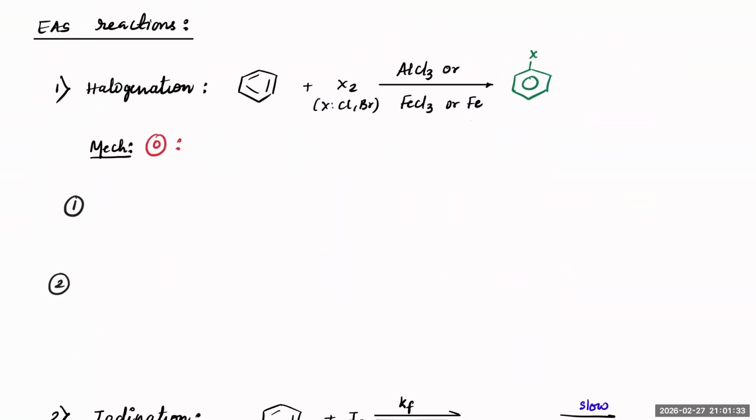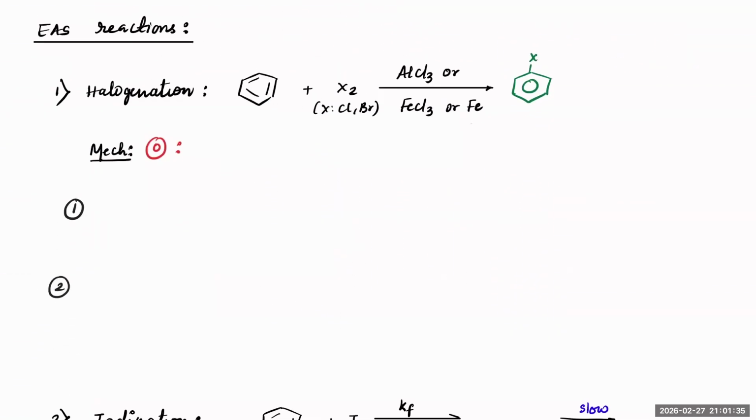Next. Now let's notice EAS reactions one by one, because the overall mechanism is the same in all the cases. There is not much difference in the mechanism. Check out. The first is halogenation, basic halogenation, where you have benzene plus X2. This X2 can be chlorine or bromine. Okay. In the presence of a Lewis acid like AlCl3, FeCl3, or basic iron also, they all will act like Lewis acids. It can give you halobenzene.